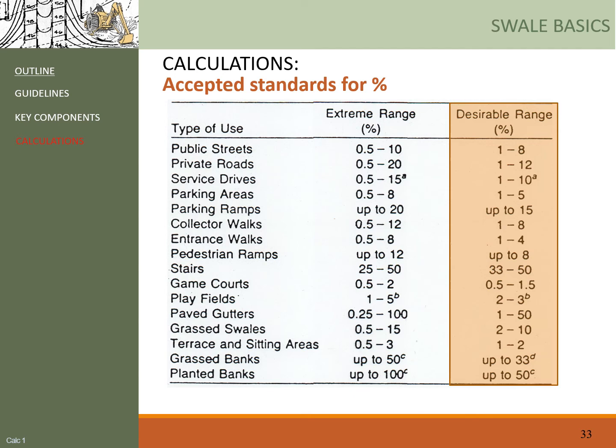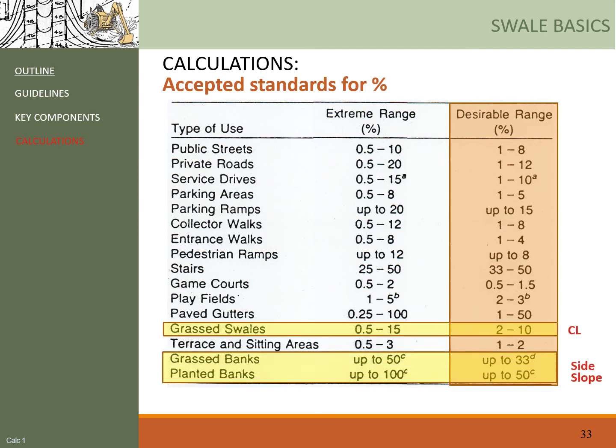Now for the swale exercise, these are the 3 slope ranges that you need to know. The first one is the grassed swales, and that is referring to the centerline slope of a swale. And the desirable range is 2 to 10%. Now think about why do we not want to have a swale that is less than 2% along the centerline?